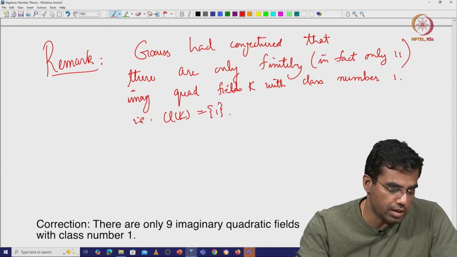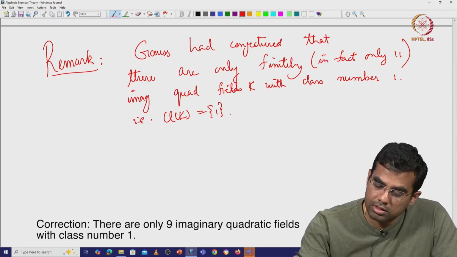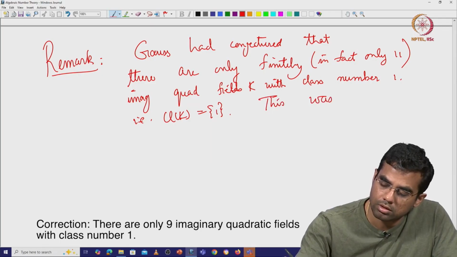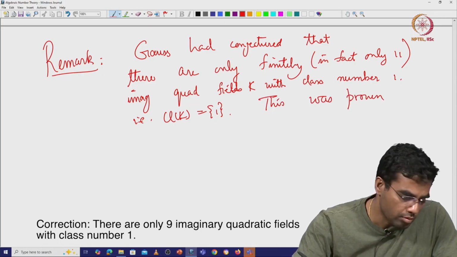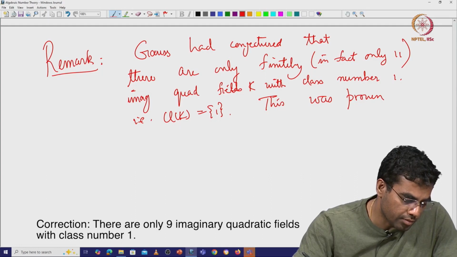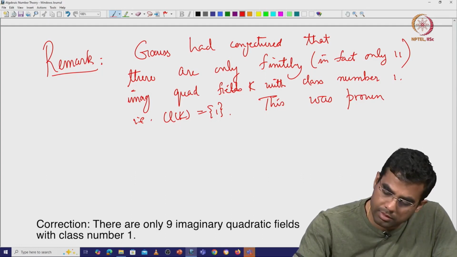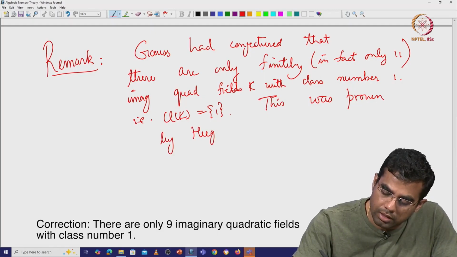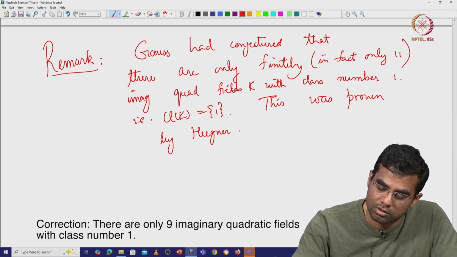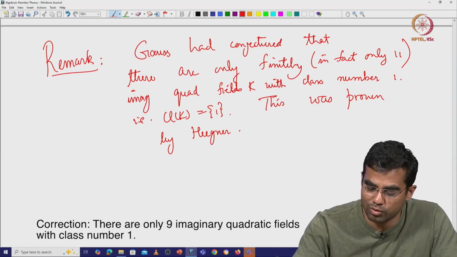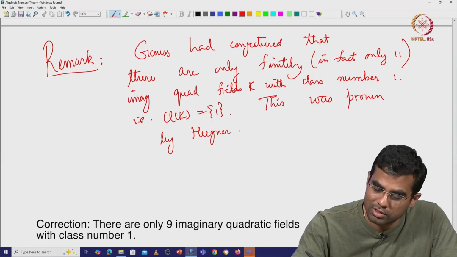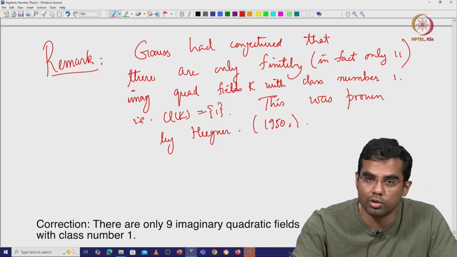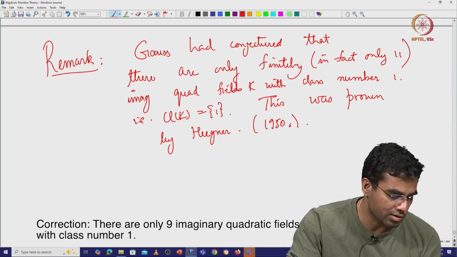So, he gave an explicit list, and this was proven by Heegner. This was proven by a number of people, but yeah, there were some weaker results, but this was essentially proven by Heegner completely. Heegner was a school teacher who was interested in mathematics, and he proved this conjecture of Gauss in maybe I think 1950s, so more than 100 years after Gauss conjectured it.